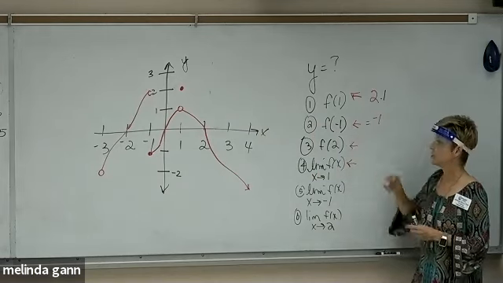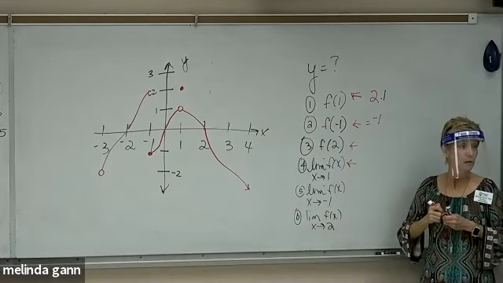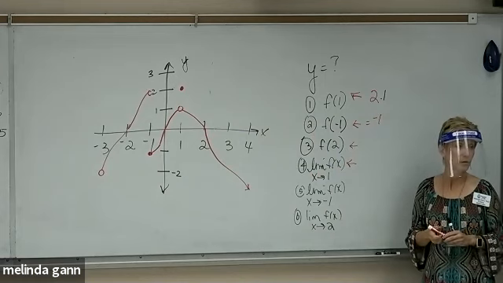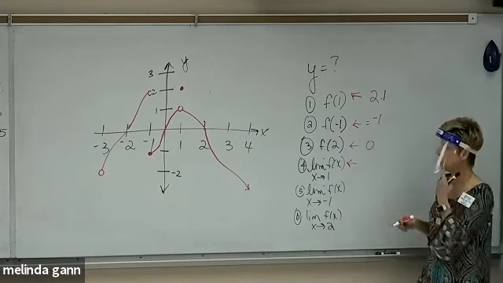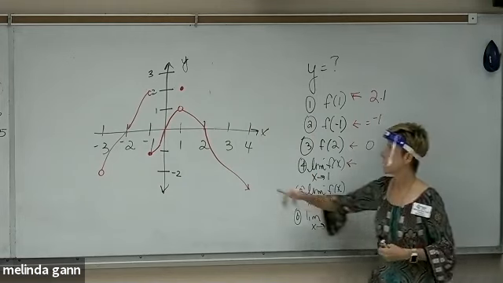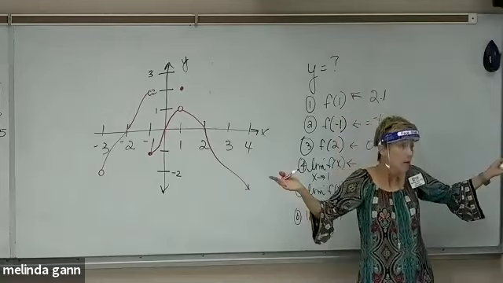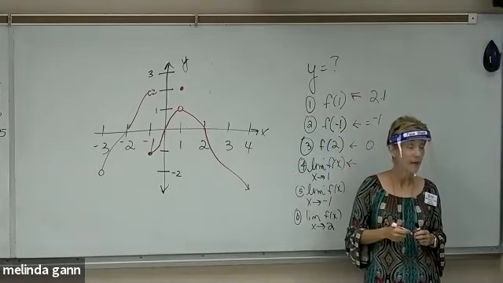What about f at 2? When x is 2, what does your y value look like it's pretty close to? 0. Okay, that's reasonable. You might say, well, actually, I think it's a little above that. I think it's about 0.15. Okay. You can't tell with the naked eye.